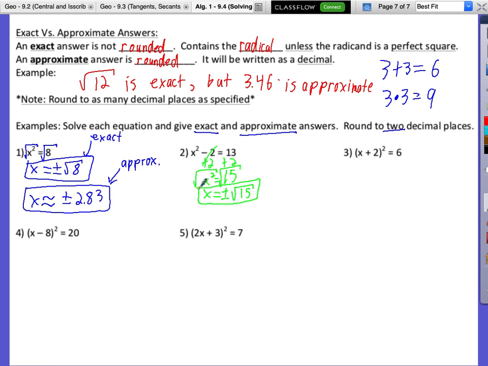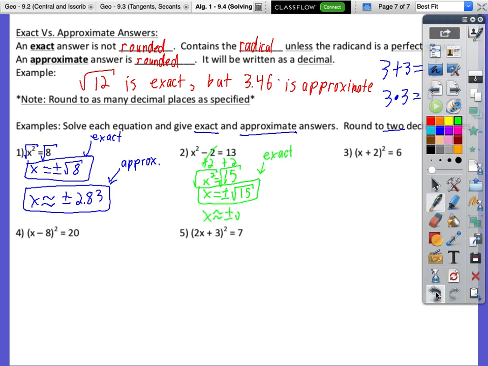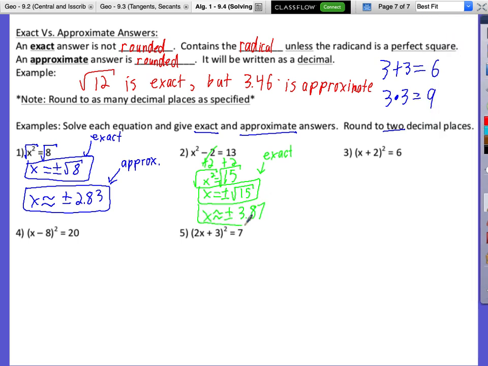But we don't stop. Why don't we stop? So we have to find the approximate. So type it into your calculator, round to 2 decimal places, and raise your hand to tell me what this would be. Okay? 3.87 would be our approximate answer.